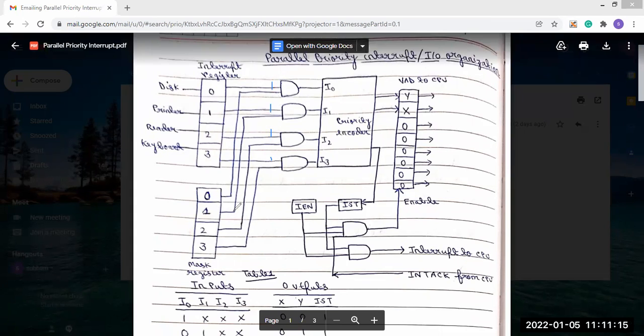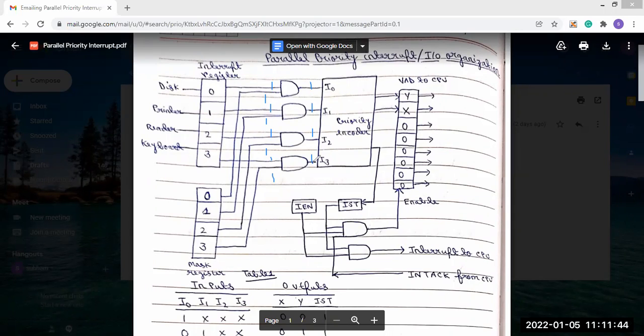And initially the MUX register value is 1. So that means 1, 1, 1, and 1. We will perform the AND operation, so here 1, 1, 1, and 1. After performing the AND operation, we get 1 in each output.